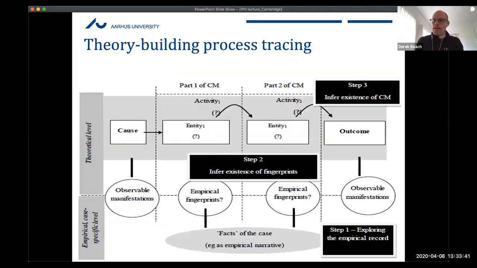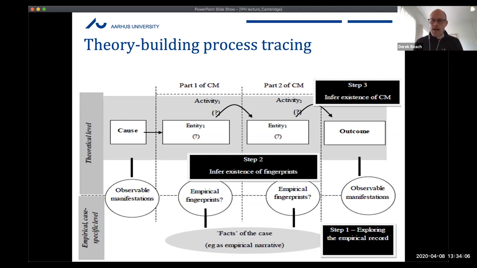Theory building is starting the other way around. We don't know what the process is. So we go out and start exploring, soaking and probing in a case, and then try to make a leap up to inferring that, okay, we're seeing patterns in the empirics. Maybe this is fingerprints of some activity that we can then make sense of theoretically.